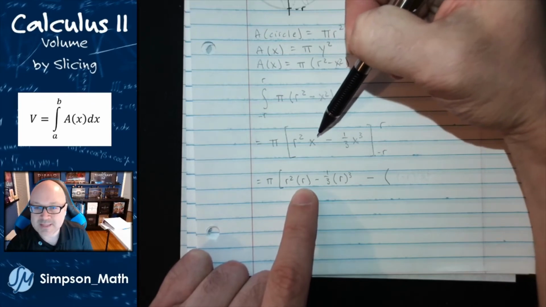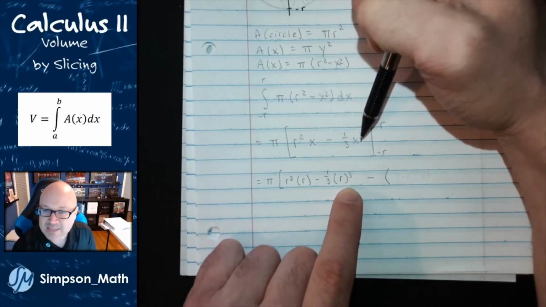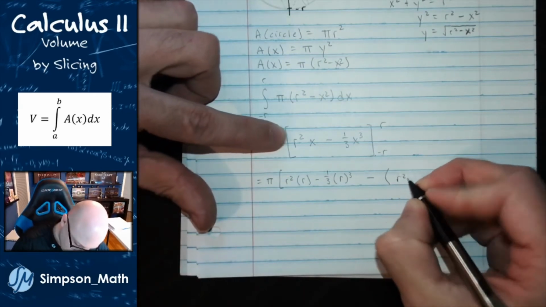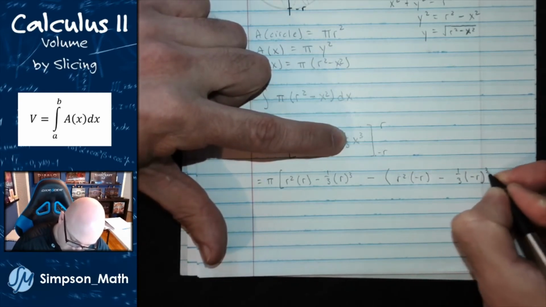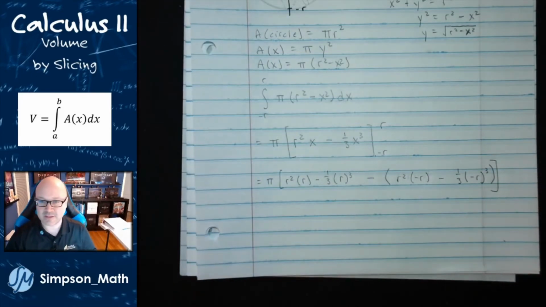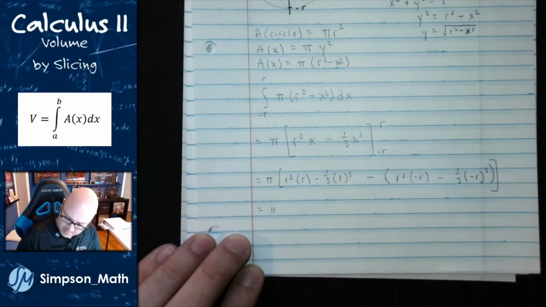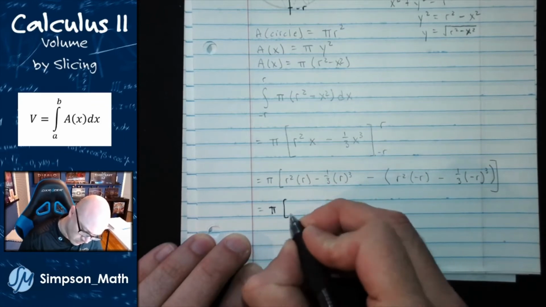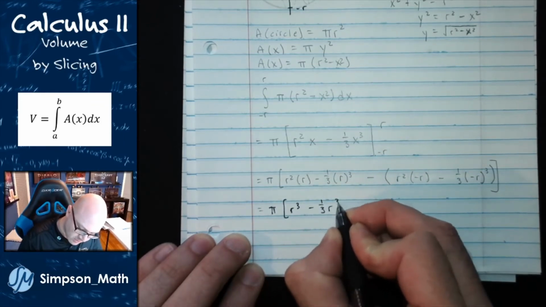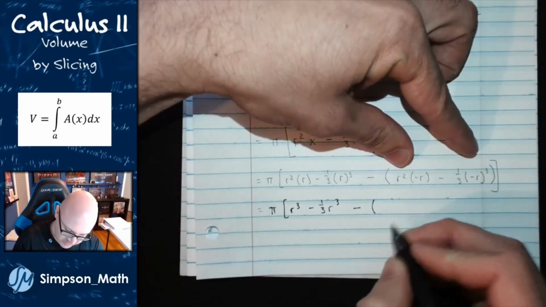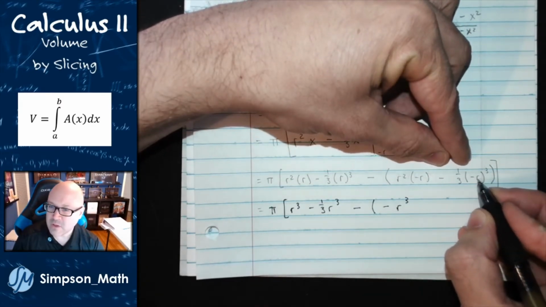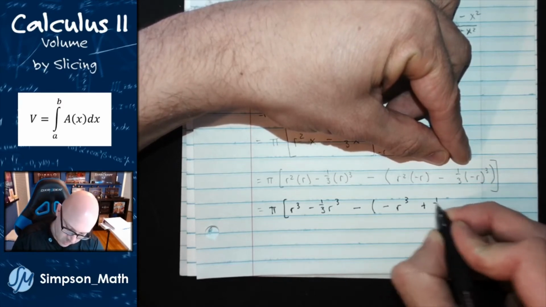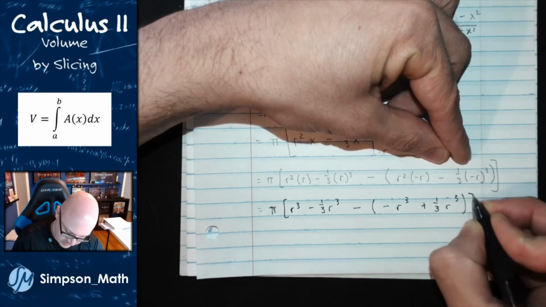R squared times my x becomes r, minus 1/3 times my x becomes r, minus r squared times negative r, minus 1/3 times negative r cubed. I think I did that right. Okay, a lot of just simplification I can do. R cubed minus 1/3 r cubed minus, I'll do this one step at a time, that's a negative r cubed. That's going to remain negative. So then I'm adding 1/3 r cubed. Let's see if anything cancels.